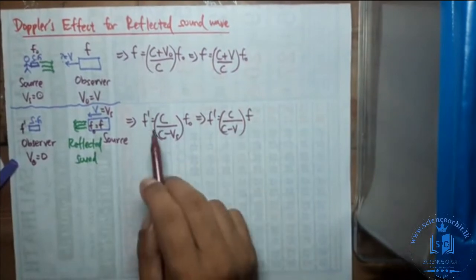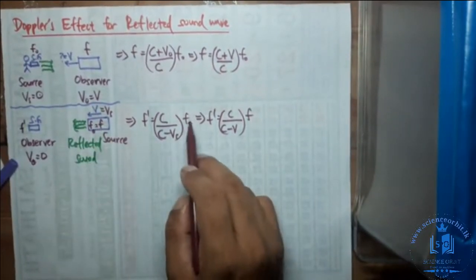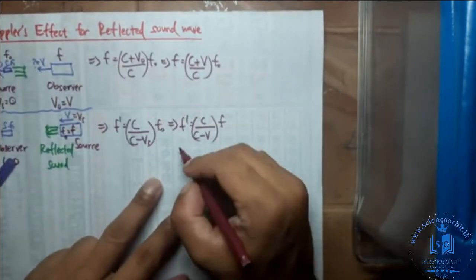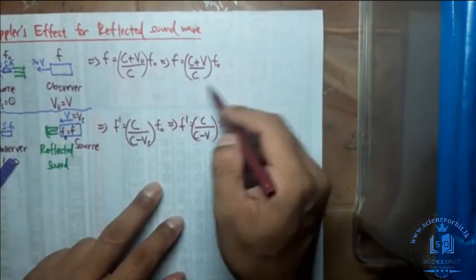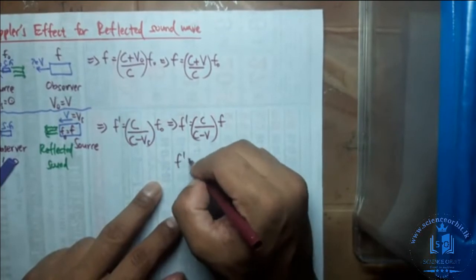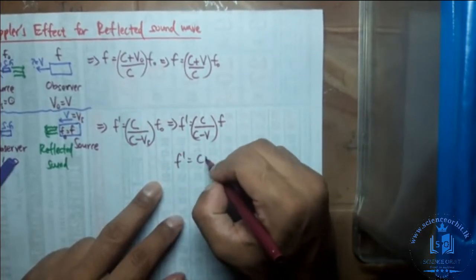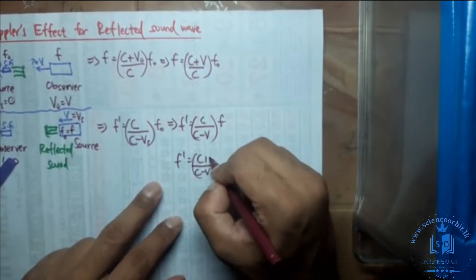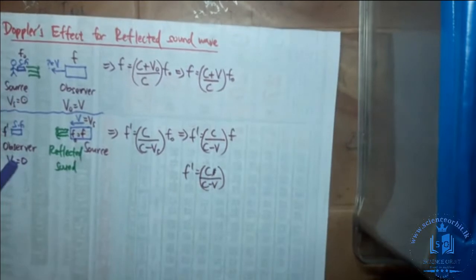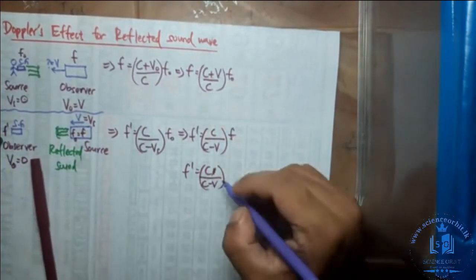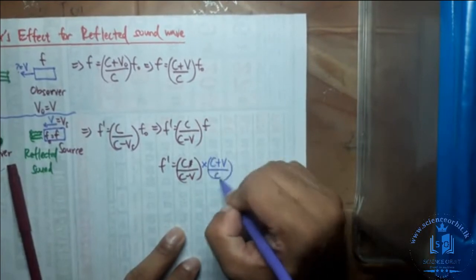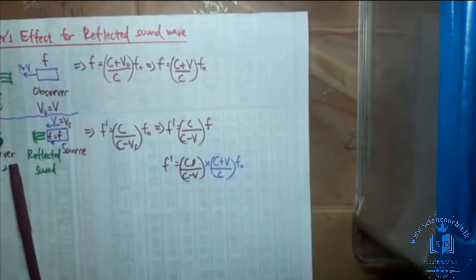Okay, careful. Now for the second case, the original frequency should be this F and the received frequency F dash. Instead of F, let's substitute this value. So F dash is going to be equal to C over C minus V into, instead of F, I'm going to substitute the other value. And what is that? C plus V over C into F naught. Instead of F, I have substituted this value.